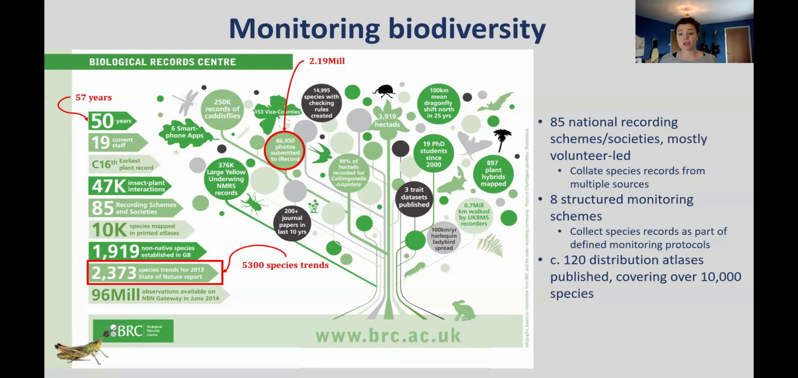We also work with structured monitoring schemes that collect the species records as part of a standardized monitoring protocol, which we call the structured data, as opposed to the national recording schemes data, which we call the unstructured. And thanks to all of these collaborations, we've been able to produce a lot of different outputs that allow us to understand how biodiversity is doing in this country. And this has included the publication of 120 distribution atlases that cover over 10,000 species, as well as 5,300 species trends that give us a view of how biodiversity has changed through time.